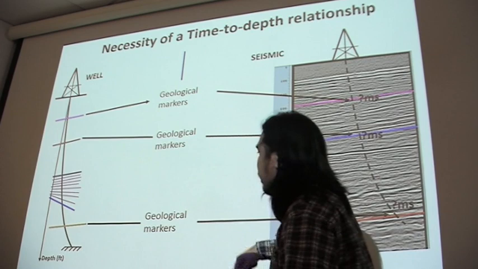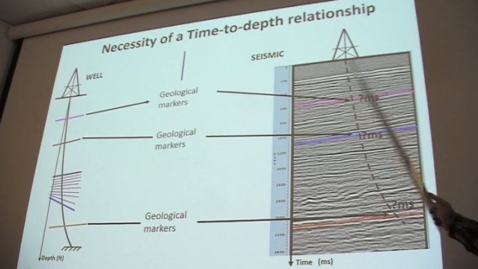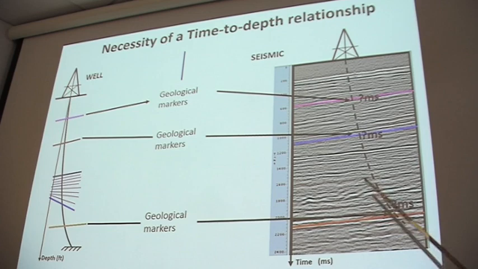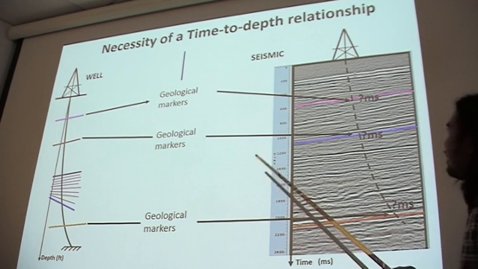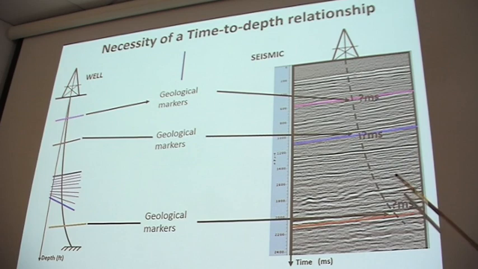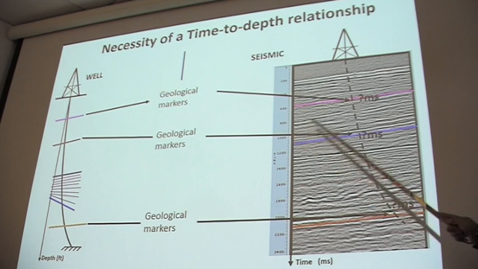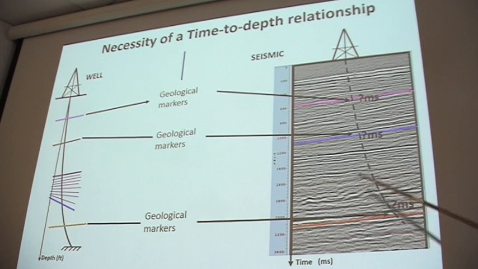And then in the seismic, you will have a lot of reflectors here, but we don't know what they mean. I mean, what is this related to the geological marker? Because we need to put all these geological markers into our seismic section to be able to interpret them as seismic horizons. And then again, we are dealing with different domains, which is time here and depth here.